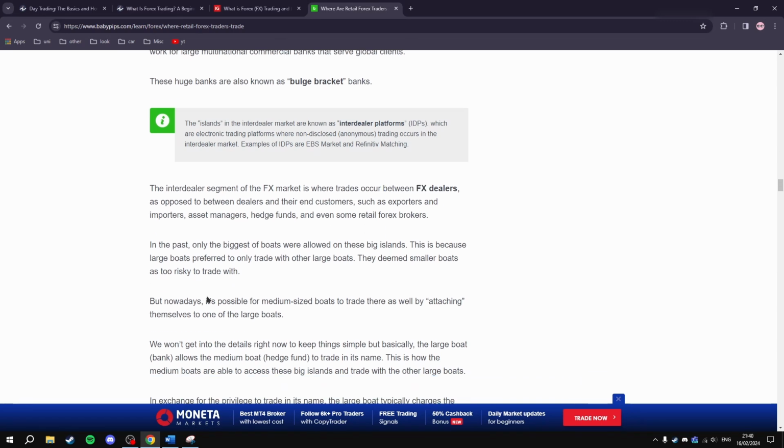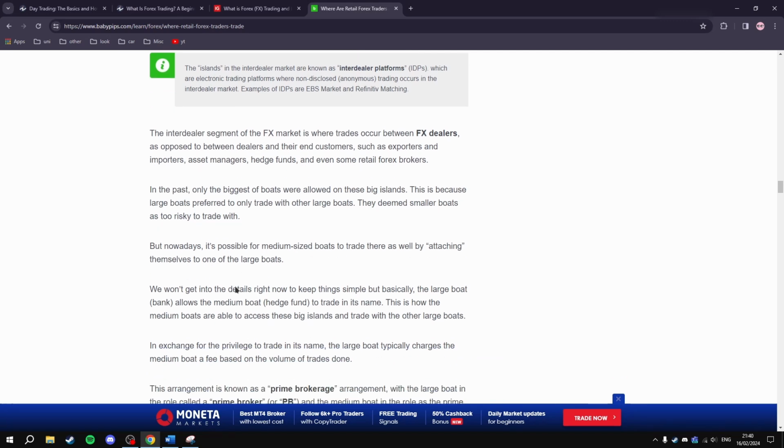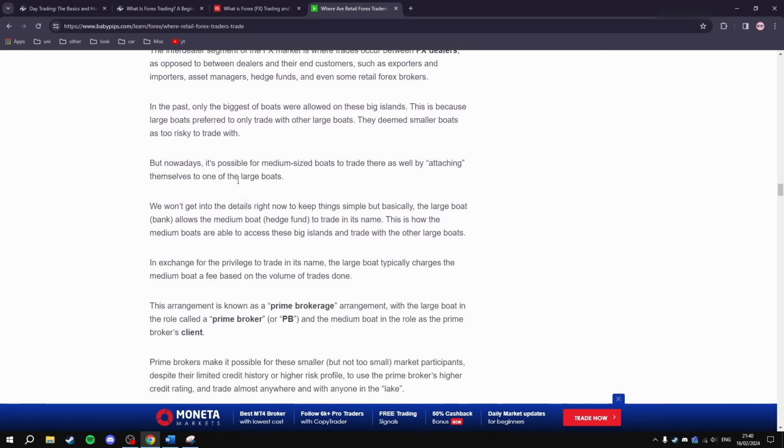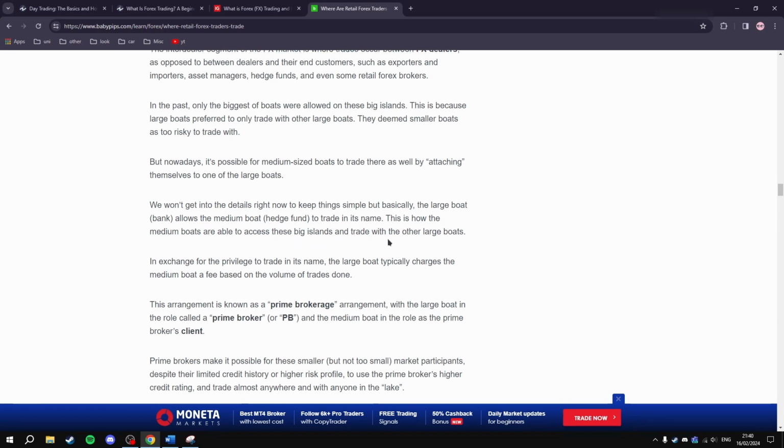In the past, only the biggest of boats were allowed on these big islands. This is because large boats preferred to only trade with other large boats. They deemed smaller boats as too risky to trade with. But nowadays, it's possible for medium-sized boats to trade there as well by attaching themselves to one of the large boats. We won't get into the details right now to keep things simple, but basically the large boat bank allows the medium boat hedge fund to trade in its name. This is how the medium boats are able to access these big islands and trade with the other large boats.